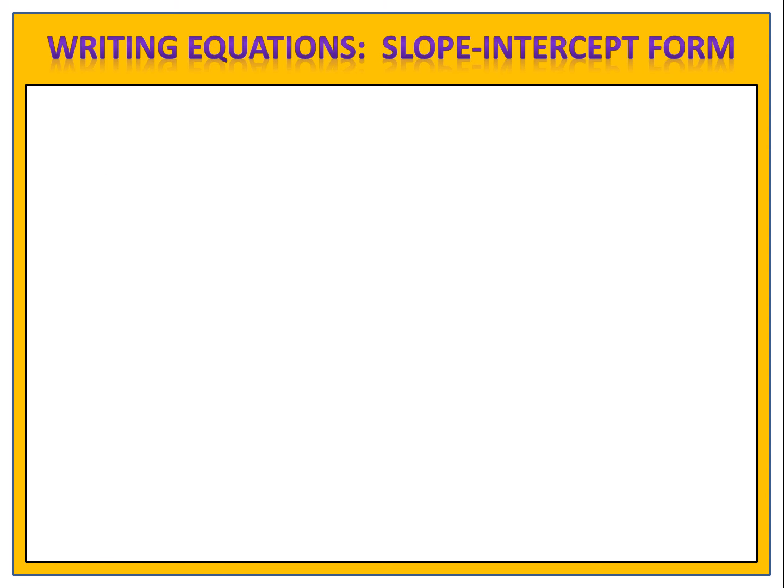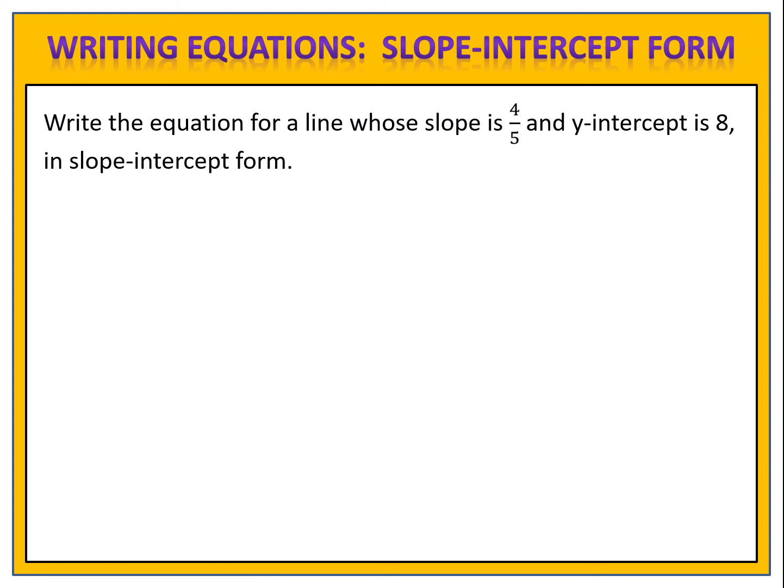Here's an example for you to try. Can you write the equation for a line whose slope is 4/5 and that the y-intercept is 8? Remember to write the line in slope-intercept form, y equals mx plus b. Please pause the video here and come back when you're ready to compare answers.